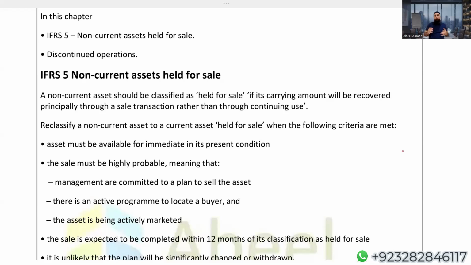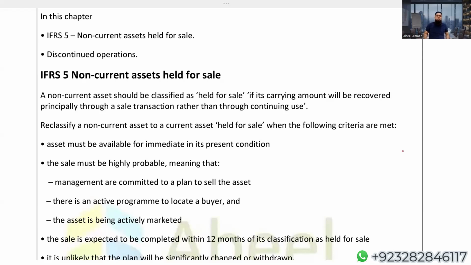And today's class, we are starting from IFRS 5, and I'll be giving you first a recap of IFRS 5, and then we'll be doing a question on this IFRS 5, non-current asset held for sale and discontinued operations. After IFRS 5, we'll go towards IAS 37, which is also in today's agenda. Then finally, we'll go for IAS 32.